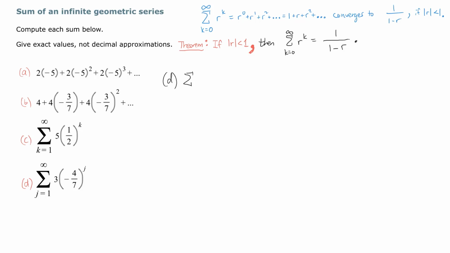Example D, the series starting with j equals 1 to infinity times 3 with the common ratio of -4/7 raised to the jth power. Now, what do all these terms have in common? All these terms have in common is a 3 times -4/7. And what's the first term now?